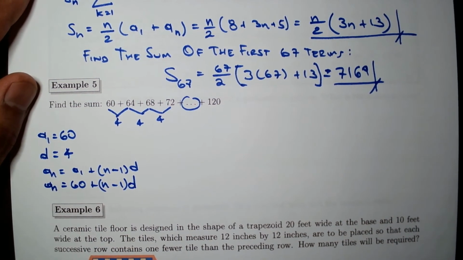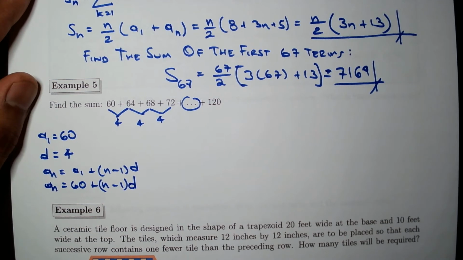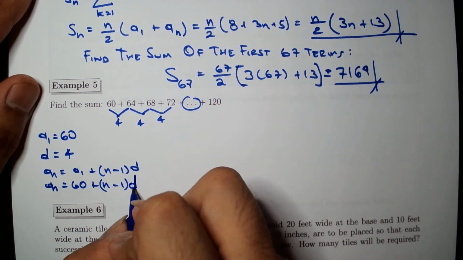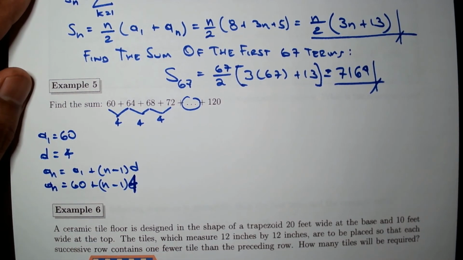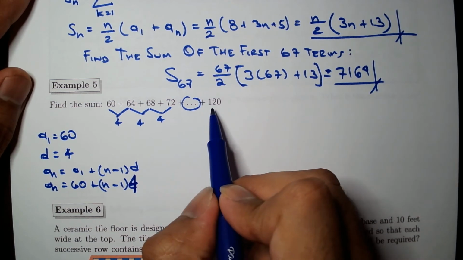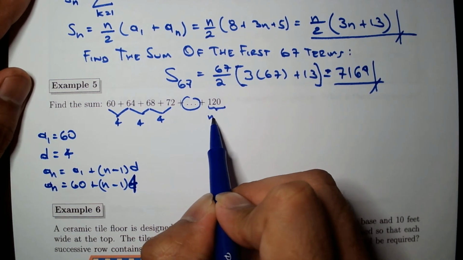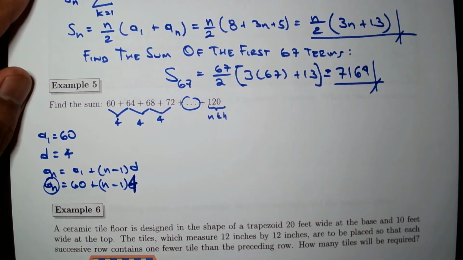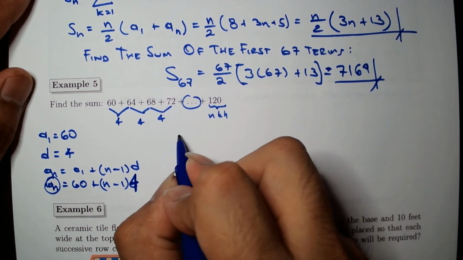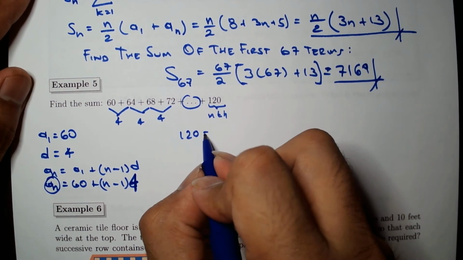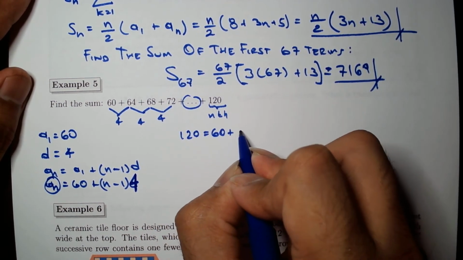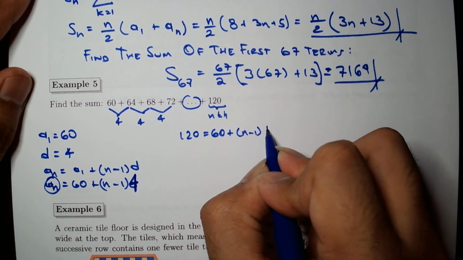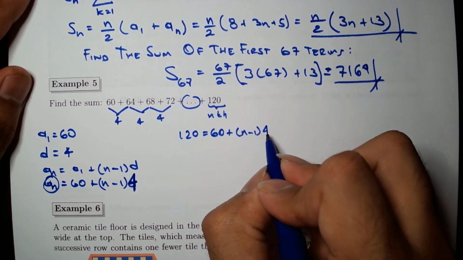All right. So let's see. Oh, that's supposed to be a 4. That's the common difference. Okay. Well, in this case, this is the nth term. So the nth term, a sub n, the very last term is 120 equals 60 plus n minus 1 times 4. I'm not going to distribute the 4. You'll see why in a minute.